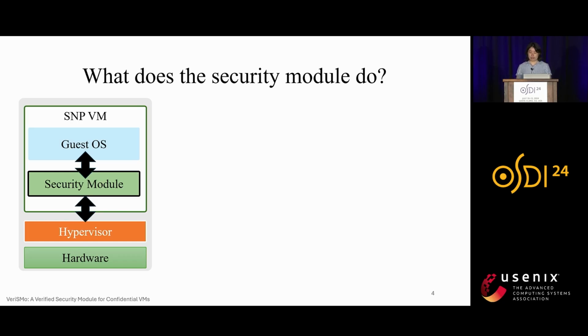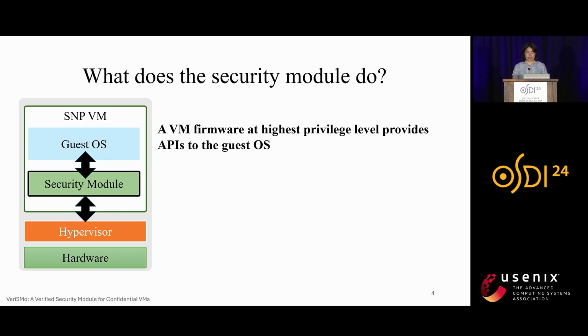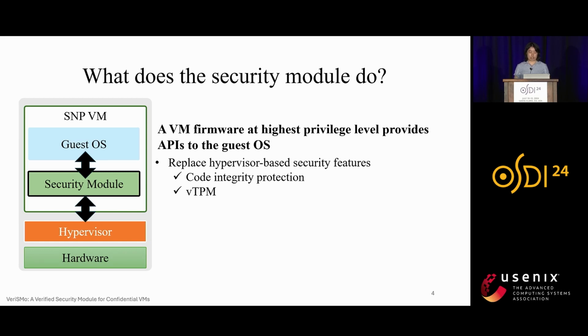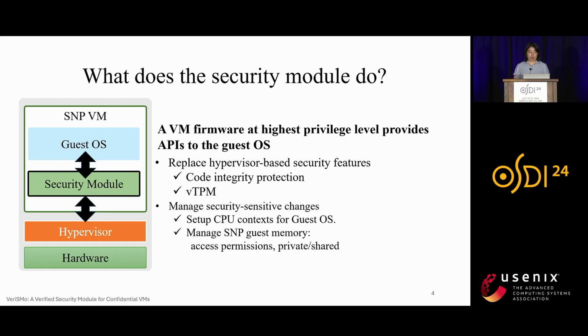The security module is a VM firmware that runs at the highest privilege level and provides APIs for the guest OS to send requests. It can replace the hypervisor-based security features, including code integrity and virtual TPM. The security module also helps the guest OS manage sensitive security changes to the VM, including the CPU context and the SMP memory states. For example, you can change the memory states and access permissions, and change a page to private or shared.